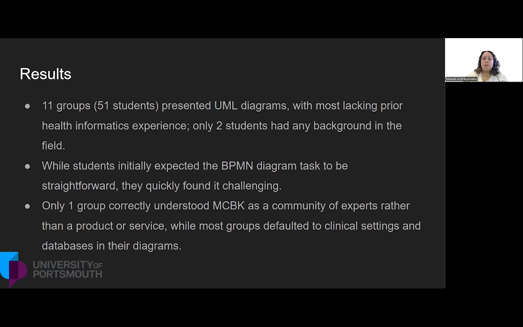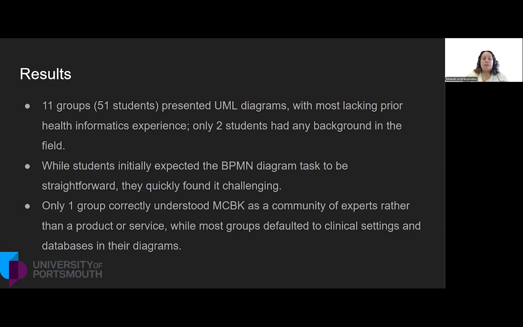Despite our best efforts to explain that MCBK is not a product or service, but rather a community of experts working on CBK mobilization, only one group actually grasped this concept. The majority of the students defaulted to a clinical setting, with CBK represented as a database or a data warehouse storing health records. Only that one group, which had no prior knowledge of health informatics, took a different approach. They portrayed MCBK as evaluators of interoperability, a concept many others missed.